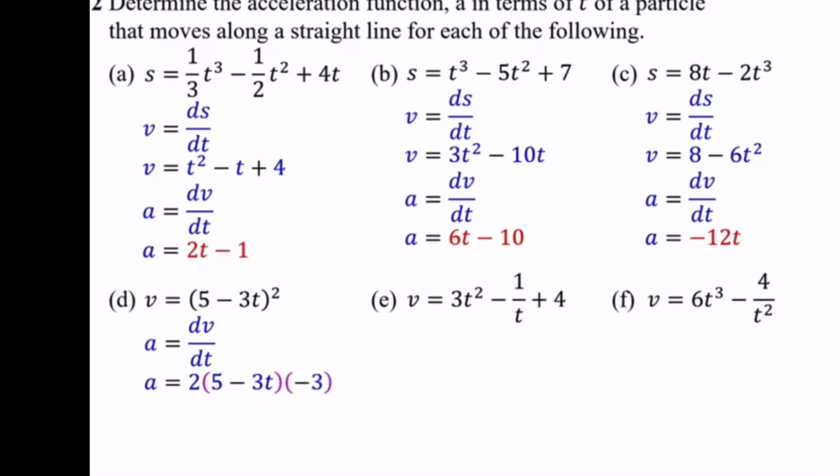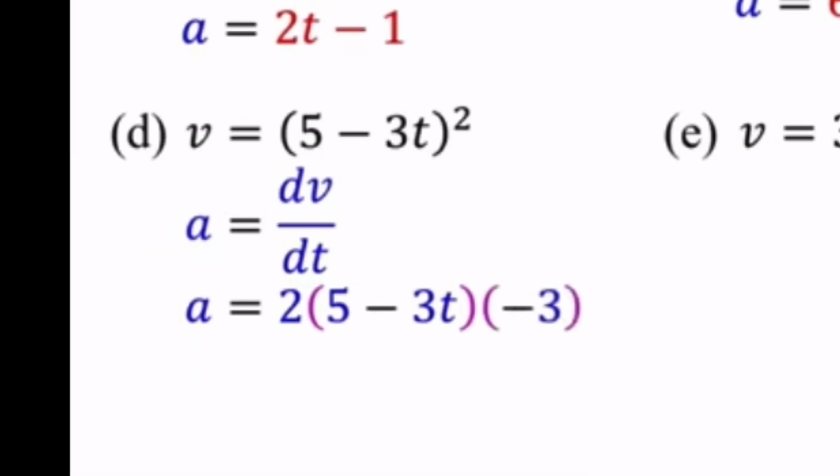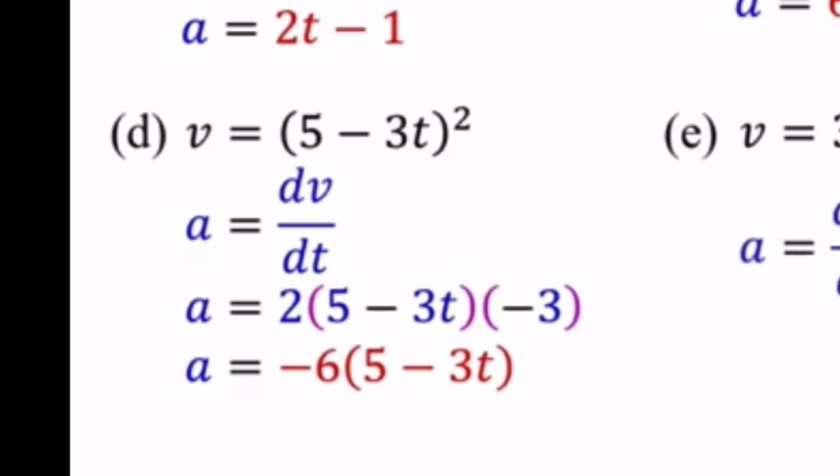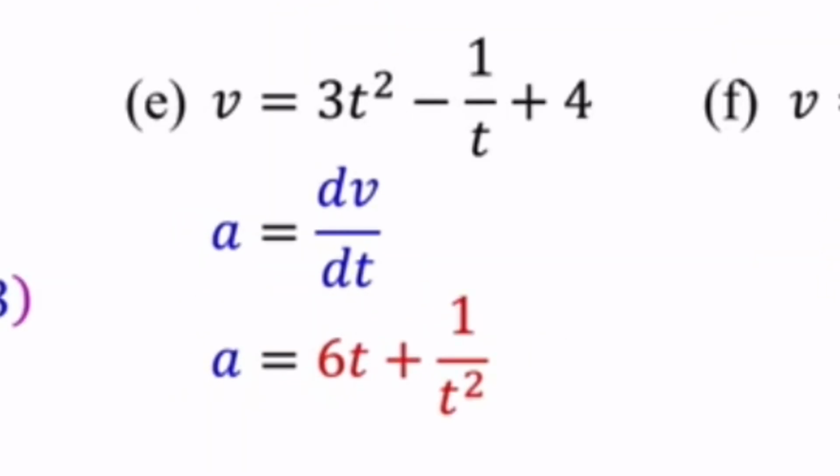For D, E, F. So for D, we will do dv/dt directly because we are given the v. So we will get 2 times (4 minus 3t), and then we have to differentiate the bracket, which gives -3. This is a chain rule, so we have to simplify to the simplest form. Now how about for E? Also the same, we will do dv/dt, so we get 2 times 3, which is 6t to the power 1, and this one, minus t^-1, it will be negative times -1 t^-2, so we will get plus 1 over t squared. Okay, be careful.